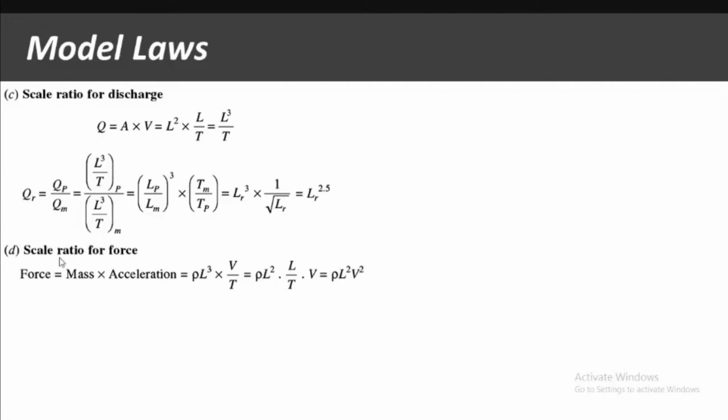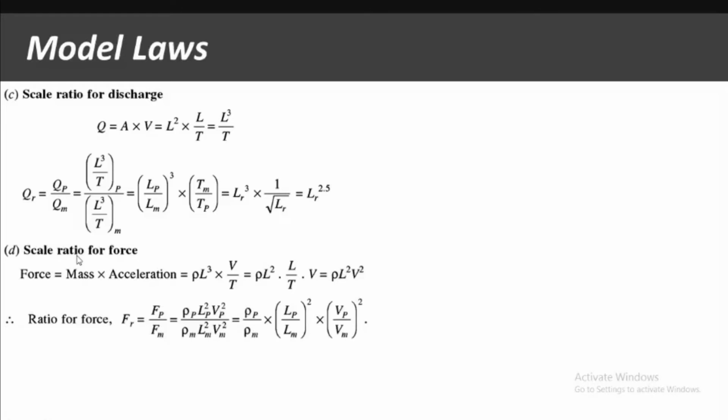Okay. So scale ratio for force. So first of all हमने force निकाला. So force is nothing but rho L square V square. Okay. Therefore scale ratio for force is nothing but Fr. So Fr is force of prototype divided by force of model. Okay. So put the value of force. So it will be rho of prototype into LP square into VP square divided by density of model into length of model whole square into velocity of model whole square. So rho P L square VP square upon rho M LM square VM square.